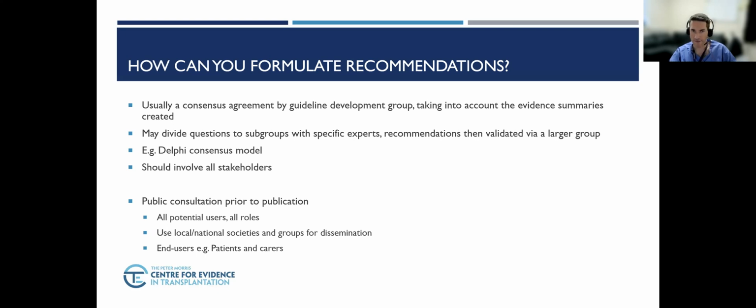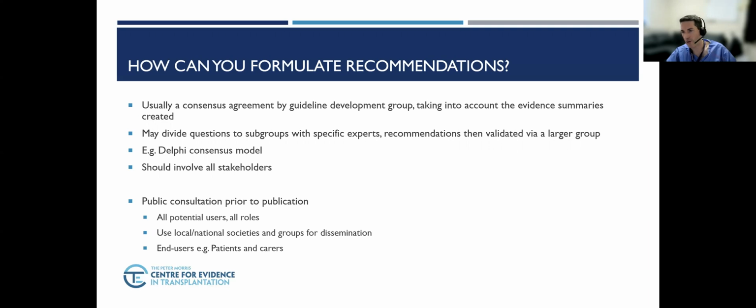Once the guideline development group are happy with the set of guidelines as they've been developed, as they've been written, then usually you should put that out to consultation. And that public consultation could involve all the necessary stakeholders, the end users of your guidelines and the various different groups that might be involved, as well as patients and carers and other groups that might have a vested interest.